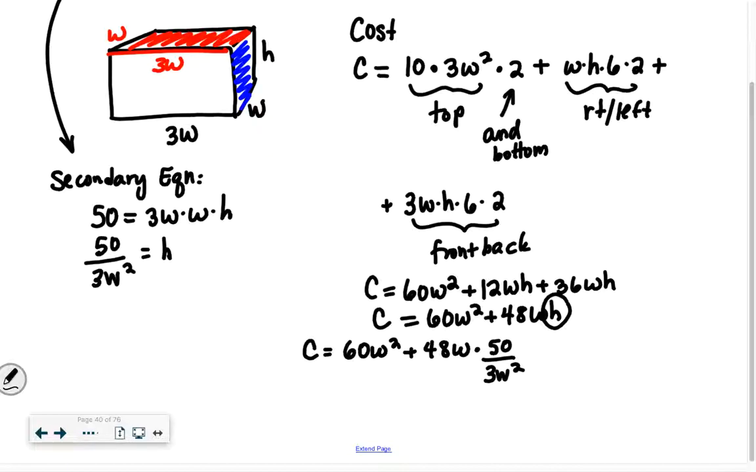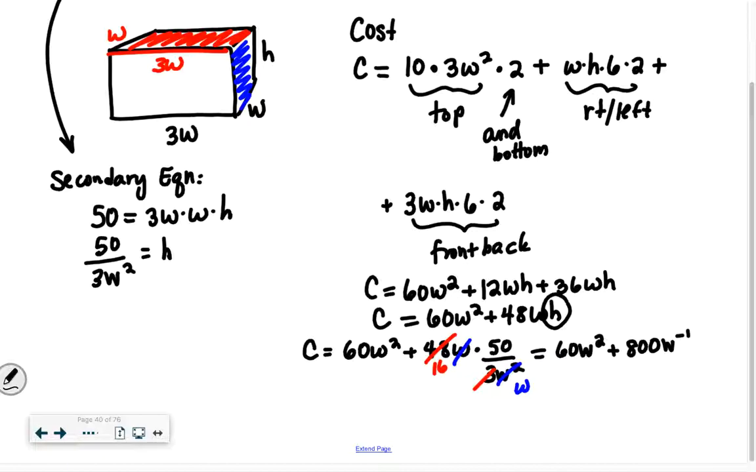We're then going to reduce out. So I'm going to reduce the 48 and the 3, and I get a 16 when I do that. And I'm also going to reduce the w and the w squared, and I have a w on the bottom. So this simplifies to be 60w squared plus, and then 16 times 50 is 800. So 800 over w. So instead of writing 800 divided by w, I'm going to write that as 800w to the negative 1. Does that make sense?